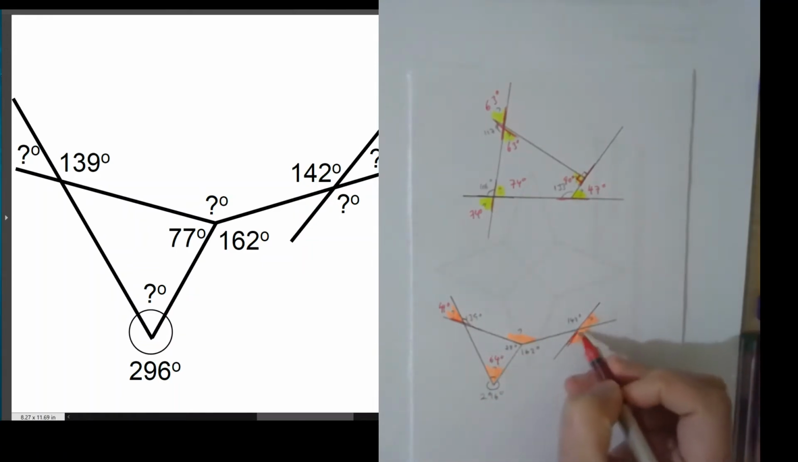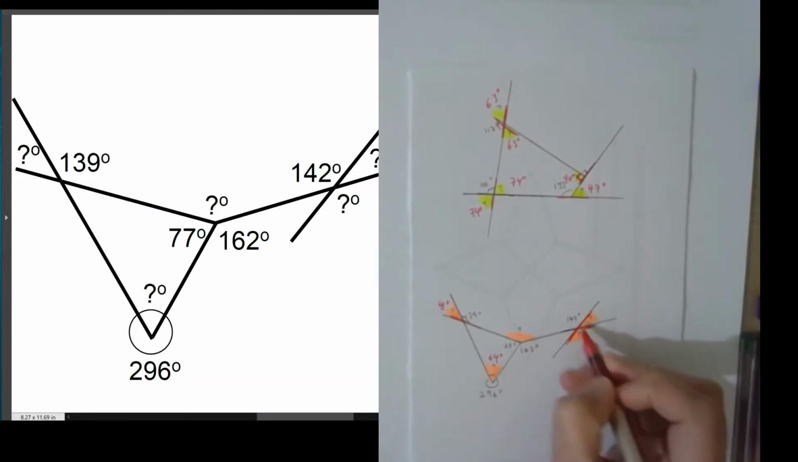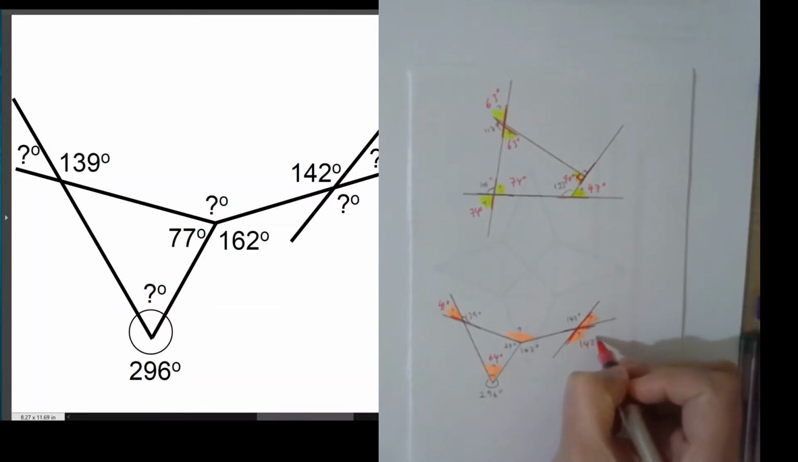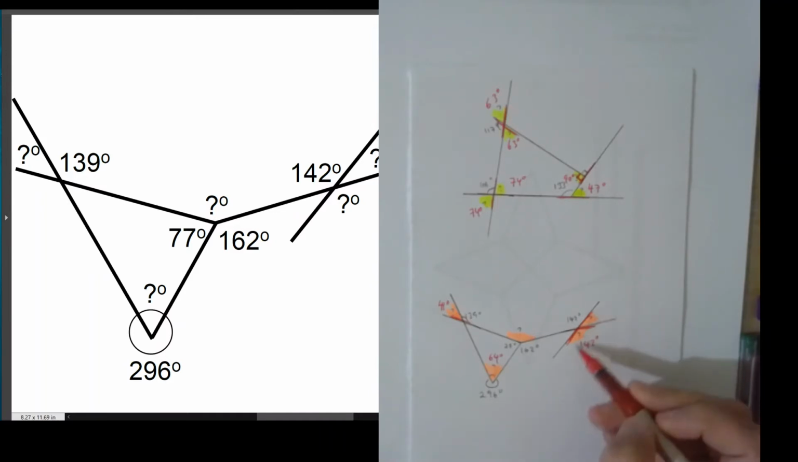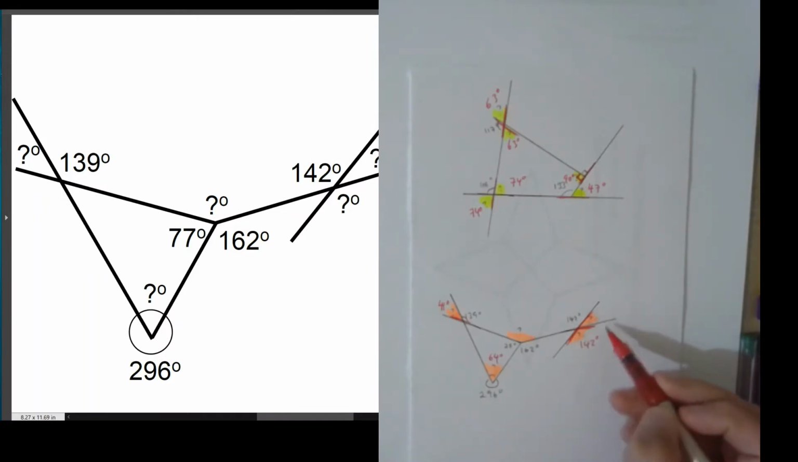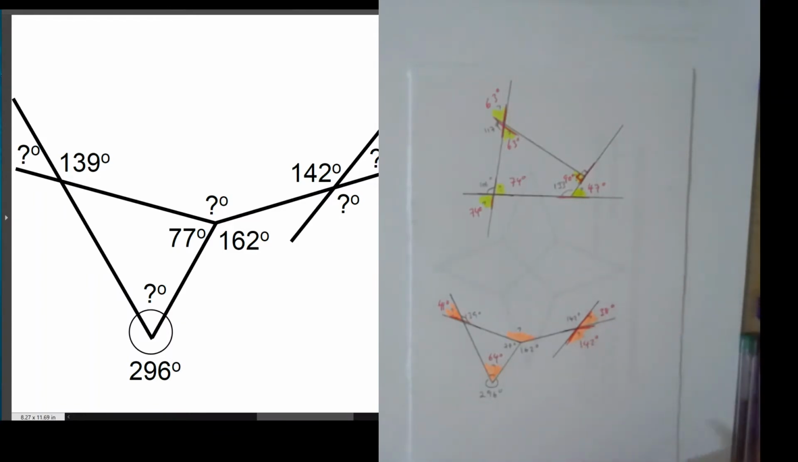Okay, this one I've got vertically opposite angles here. So if this is 142 degrees, this is also 142 degrees. And then these ones are angles on a straight line. So this is 142, this must be 180, take away 142, which would be 38 degrees.